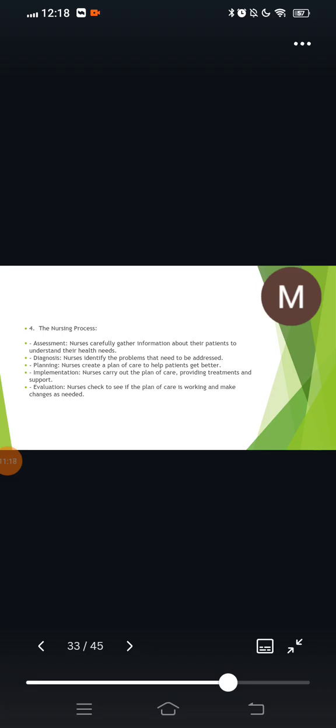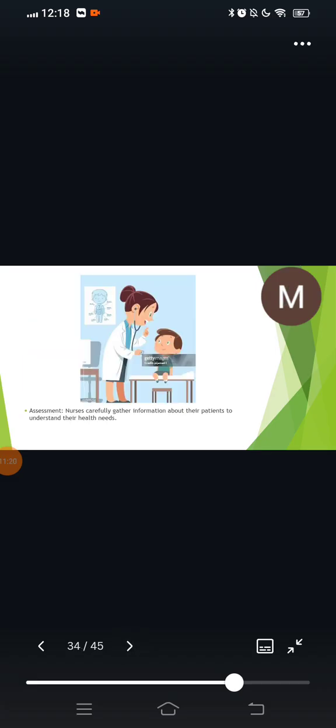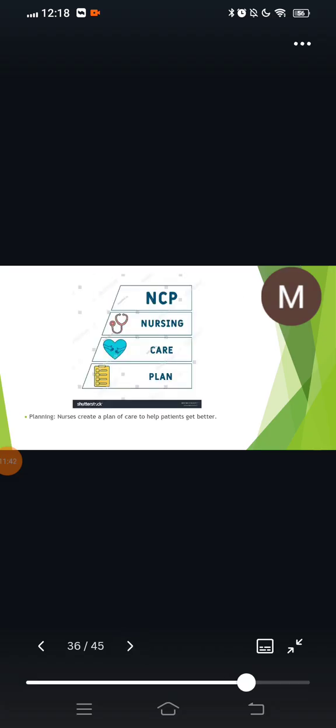The nursing process. Assessment. Nurses carefully gather information about their patients to understand their health needs. Diagnosis. Nurses identify the problems that need to be addressed. Planning. Nurses create a plan of care to help patients get better.